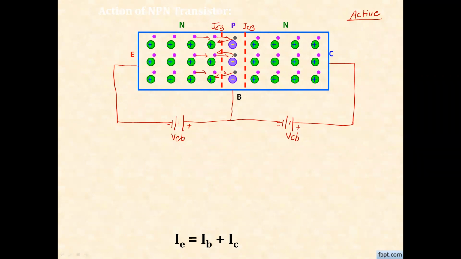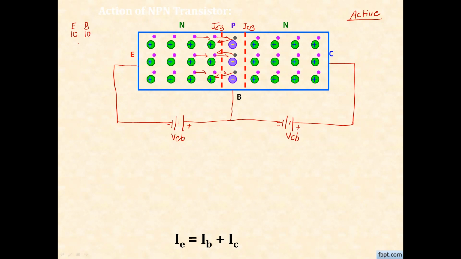Get my point? Because the P region is the base region and it is very lightly doped and very thin. So the number of holes is very small compared to the number of electrons present in that N region. So when the free electrons cross the junction and enter that P region, suppose we assume that 10 electrons cross the junction from the emitter and come into the base region.